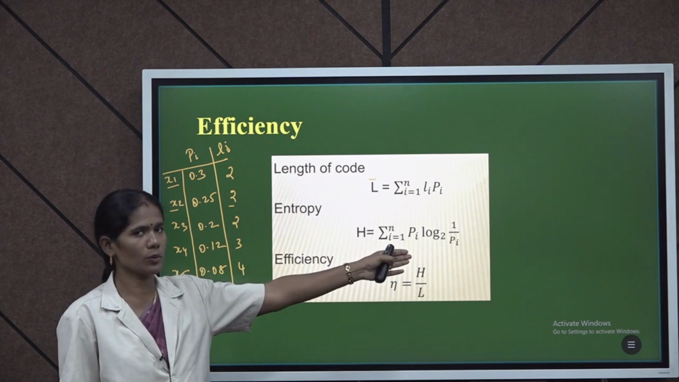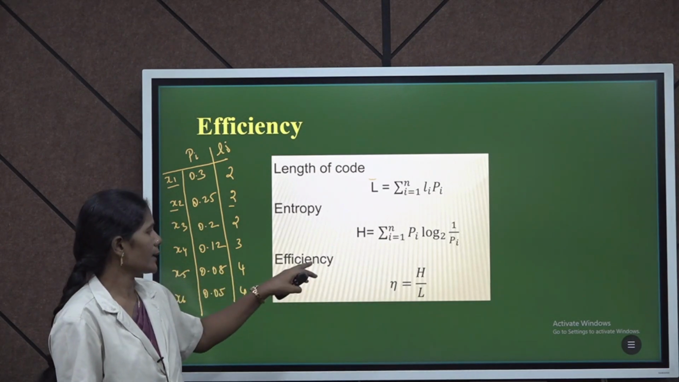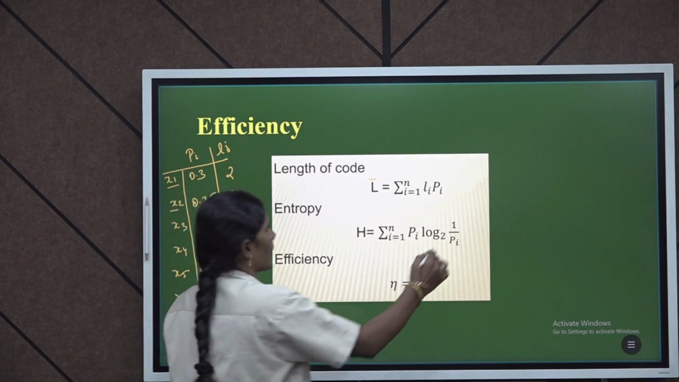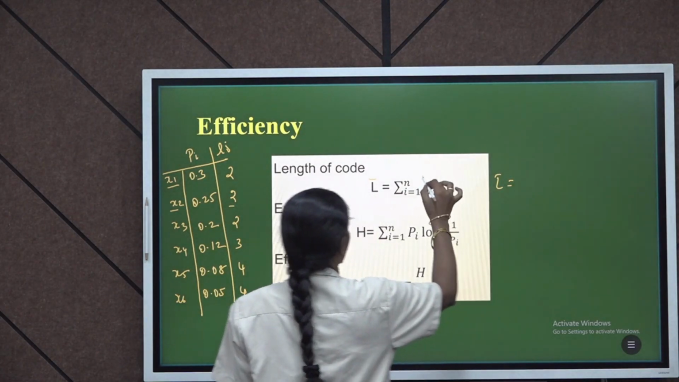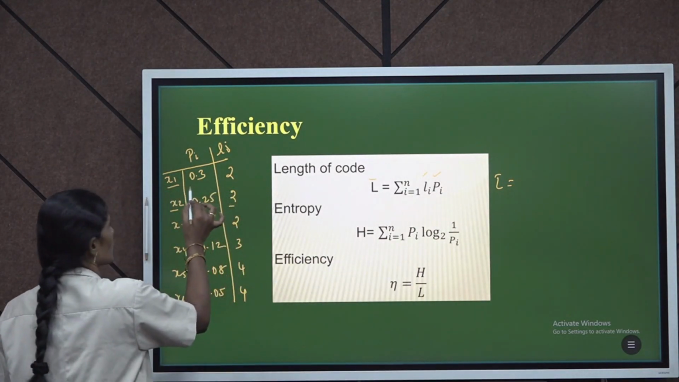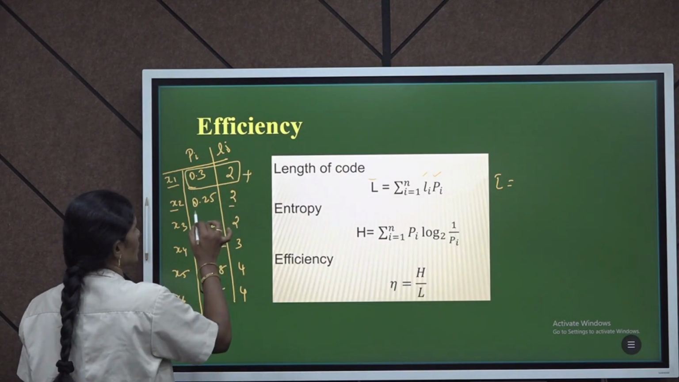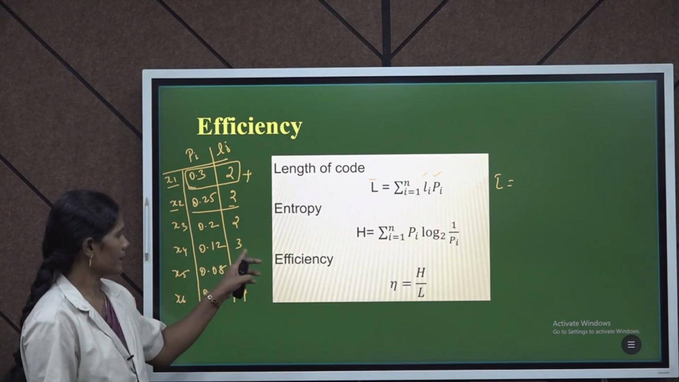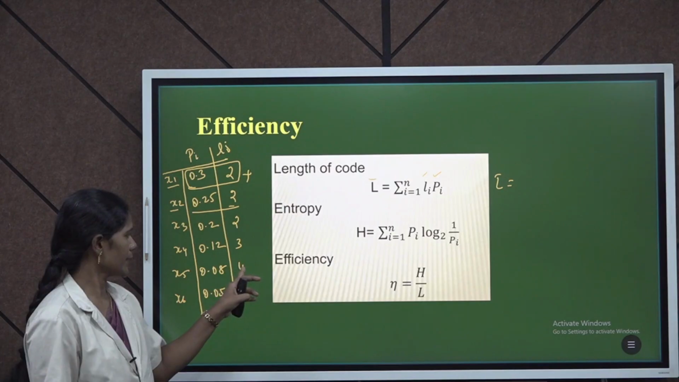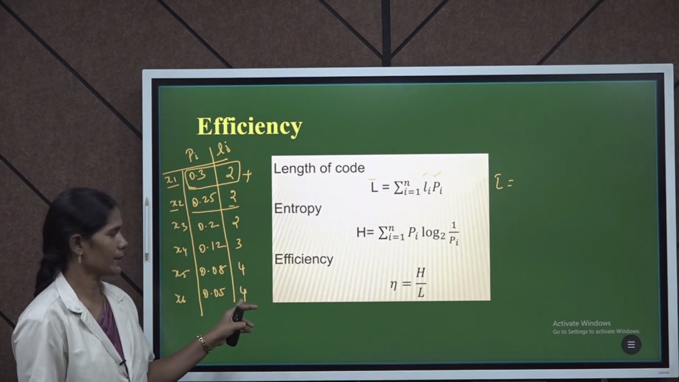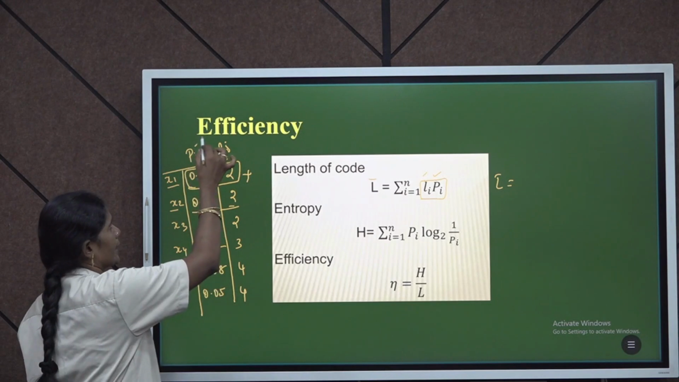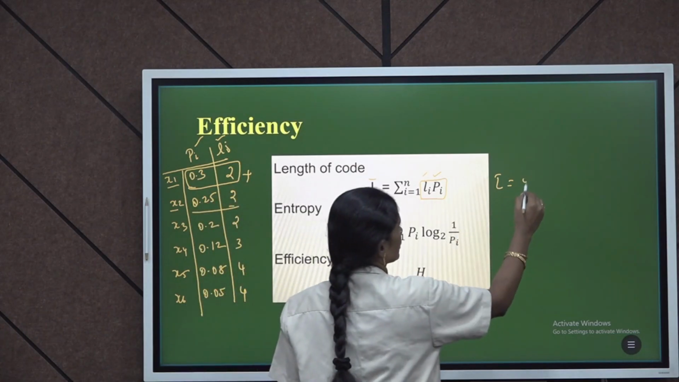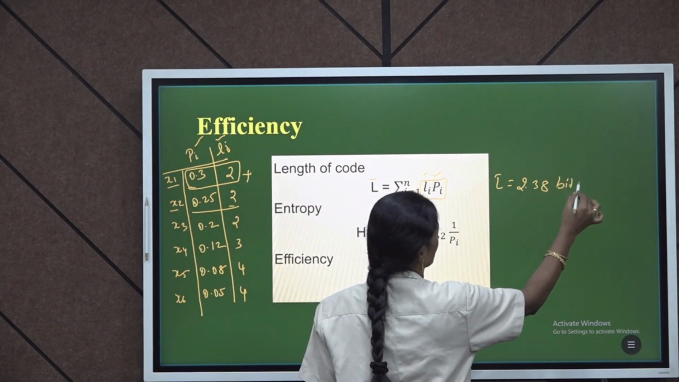Entropy is summation of Pi log 2 of 1 by Pi, and then efficiency eta equal to H bar by L bar. By using the same method, L bar here is Li multiplied by Pi. So, 0.3 multiplied by 2 plus 0.25 multiplied by 2 and then 0.2 multiplied by 2, 0.12 multiplied by 3 plus 0.08 multiplied by 4 and then 0.05 multiplied by 4. This Li and Pi multiplication gives the average code length L bar equal to 2.38 bits per symbol.